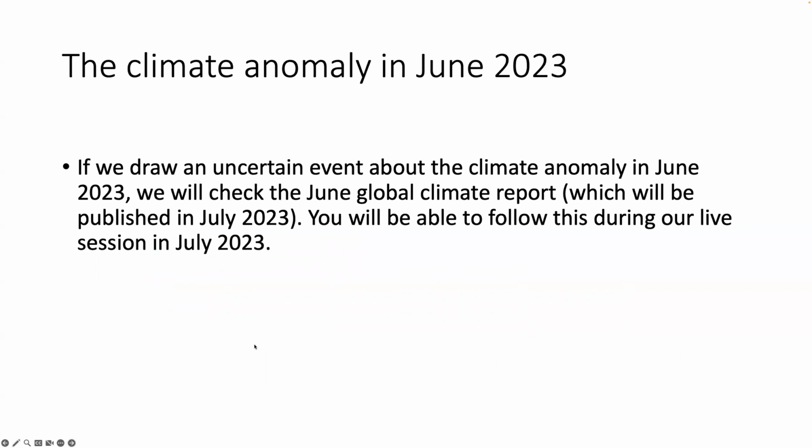If, on the other hand, the global climate anomaly in June 2023 is the relevant uncertain event, then we are going to wait until the month of June is finished and the global climate report for the month of June is published. We're going to look it up, and then we're going to decide what your bonus payment will be. And again, you will be able to follow all this during our live session in July 2023.